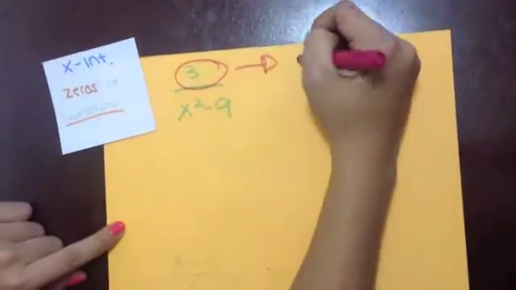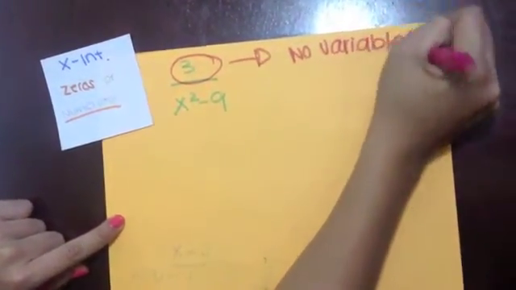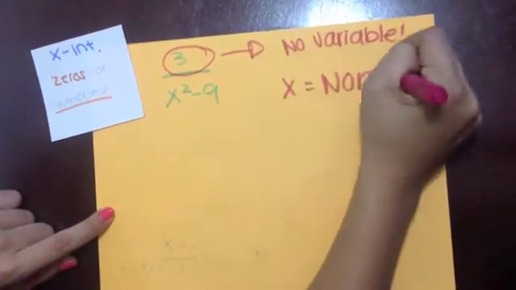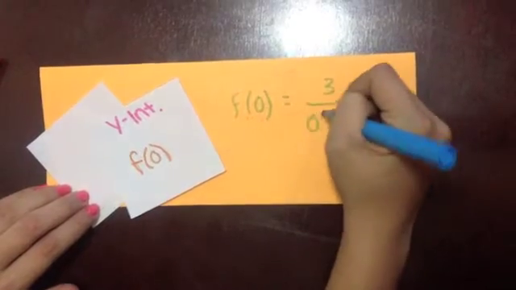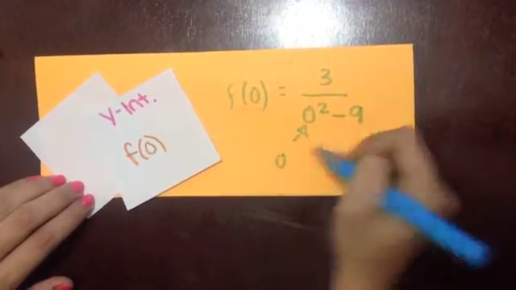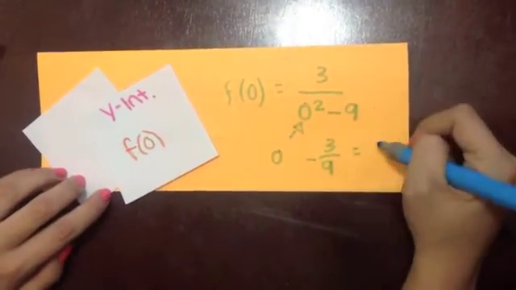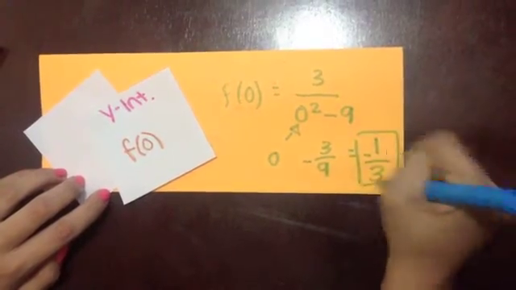To get the x-intercept, you need the zeros of the numerator, but in this case there is no variable, so there is no x-intercept. To get the y-intercept, you need to substitute the 0 in every x. So, 3 over 0 squared minus 9 will be equal to negative 1/3.